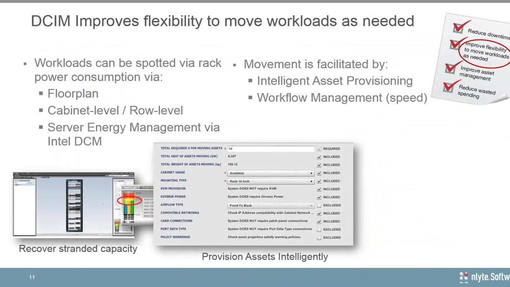The next is on the right side. Movement is also facilitated by what nLight calls intelligent asset provisioning. These are all the criteria that are considered when moving a server. It's not just the U space, the rack type, the KVM provisions, but even the type of power, even the airflow that's indigenous to that cabinet. 13 criteria, and it's actually done automatically.